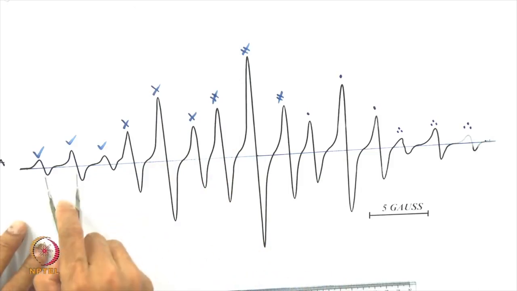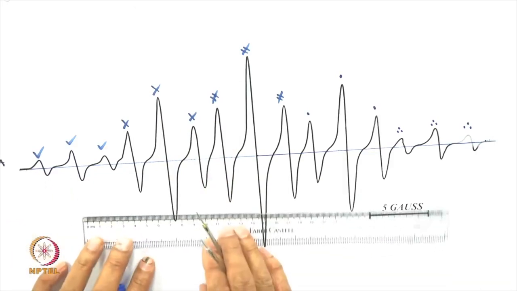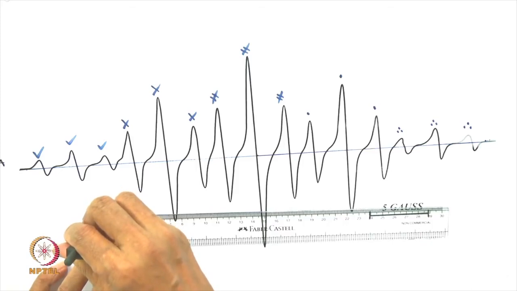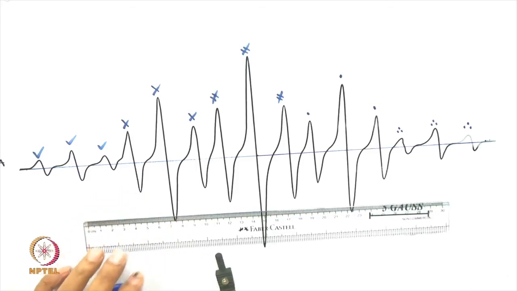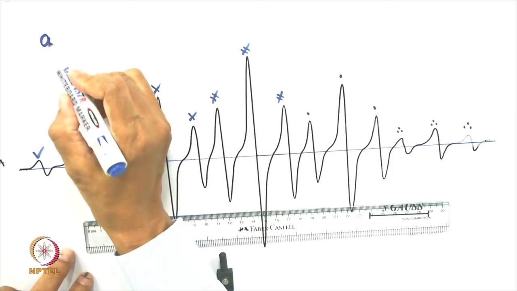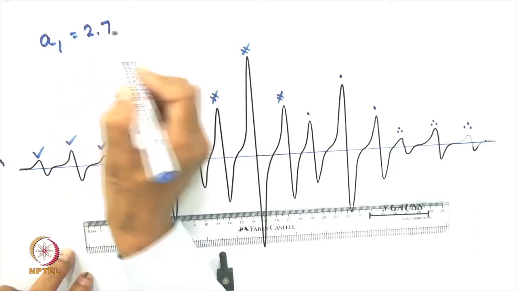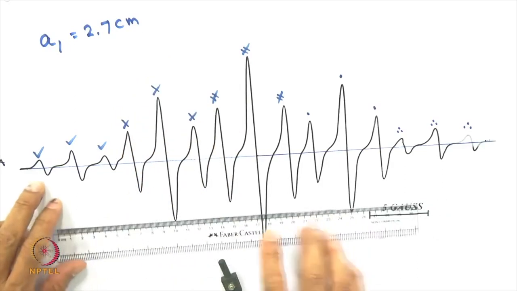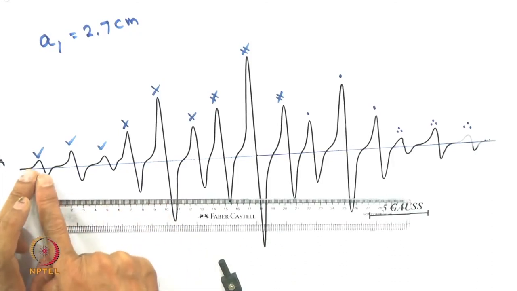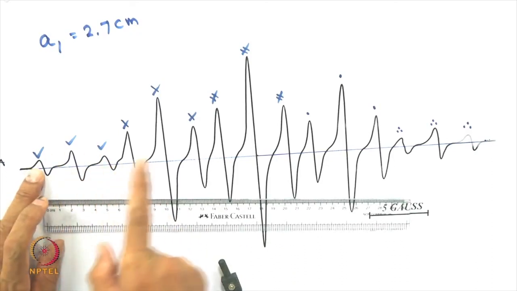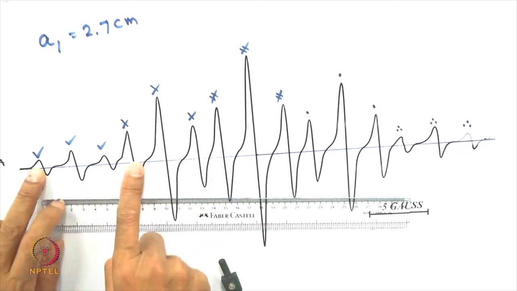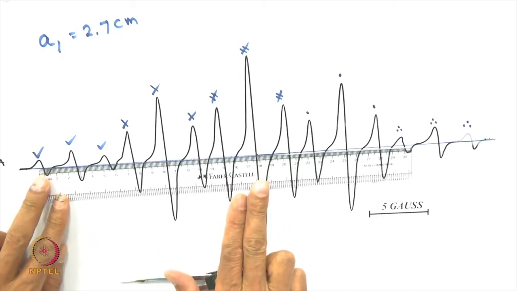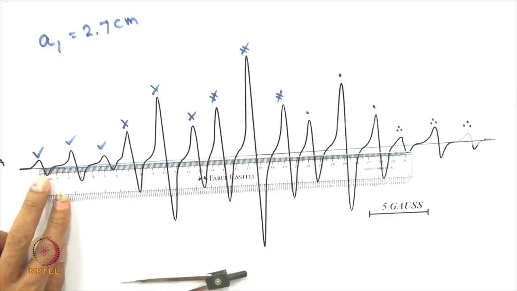So one hyperfine coupling constant therefore corresponds to this gap, which is, say, 2.7 centimeter. And the next coupling constant will be the distance between, let us say, one line of this group to the corresponding line of the next group, that is from this to this. And that gap here is 7.5 centimeter.